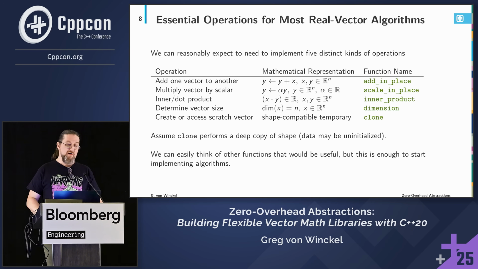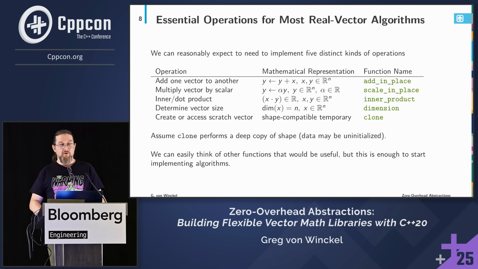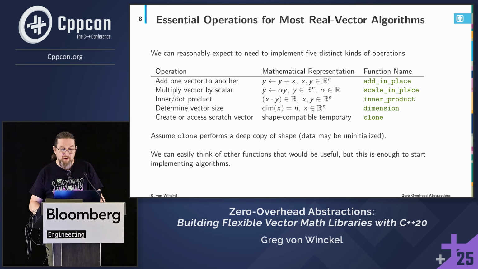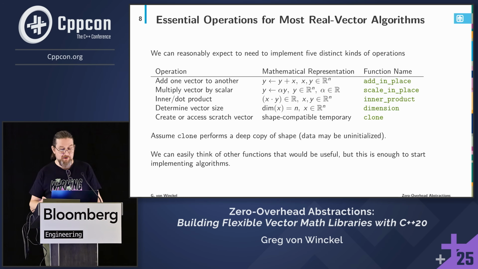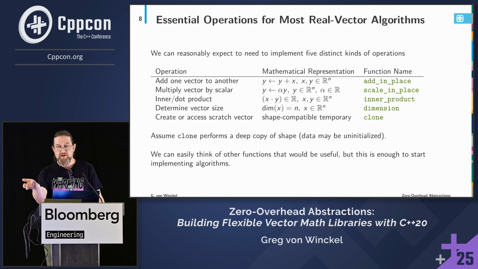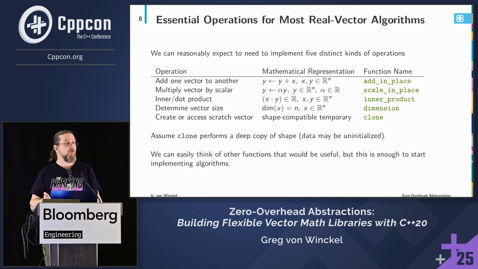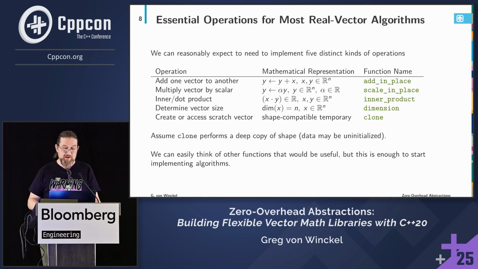So here are our 5 basic operations. There are others that we can have, but I consider these to be the essential ones. So we'd be able to add vectors, scale vectors, take inner products, check dimensions, and then have some way of making available space for an intermediate computation.